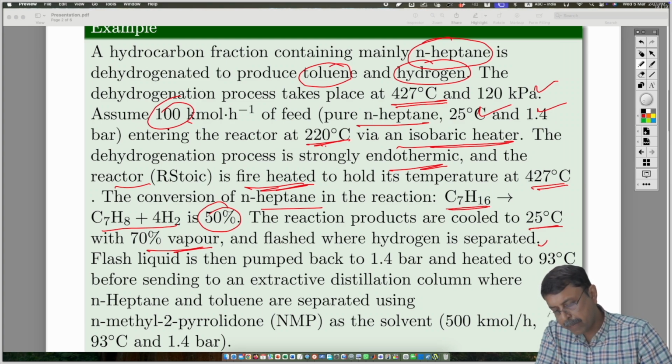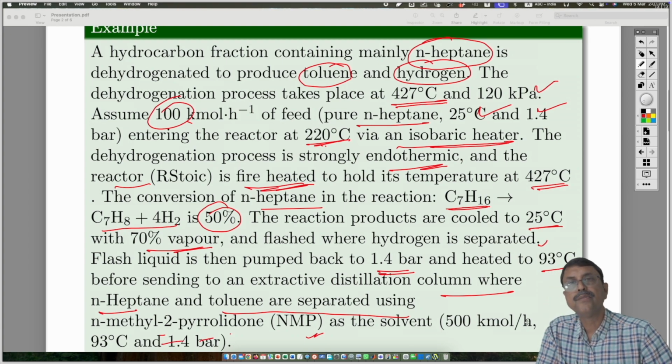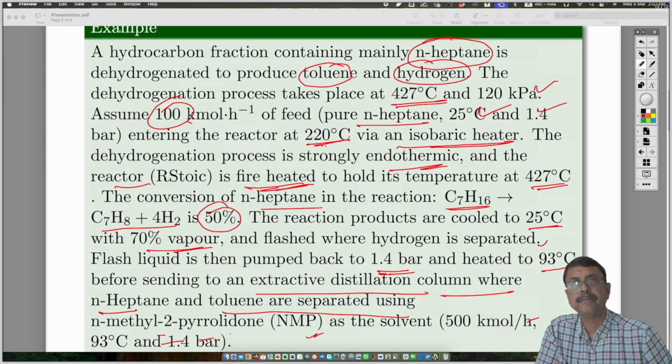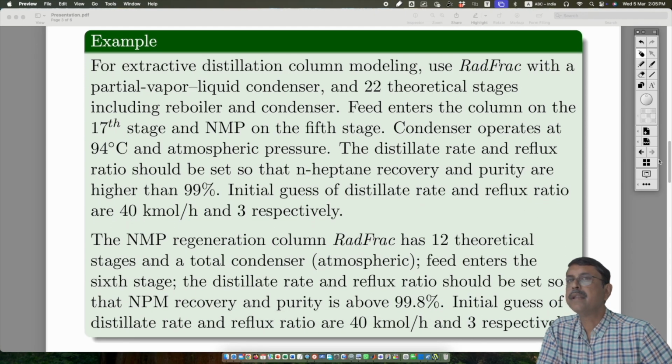The flash liquid is then pumped to 1.4 bar and heated to 93 degrees centigrade before being sent to an extractive distillation column, where N-heptane and toluene are separated using N-methyl-2-pyrrolidone, that is NMP, as solvent, whose temperature, pressure and flow rate have been given. So we are sending it to the extractive distillation column, where NMP is used to extract the N-heptane. Now we continue the example over here.